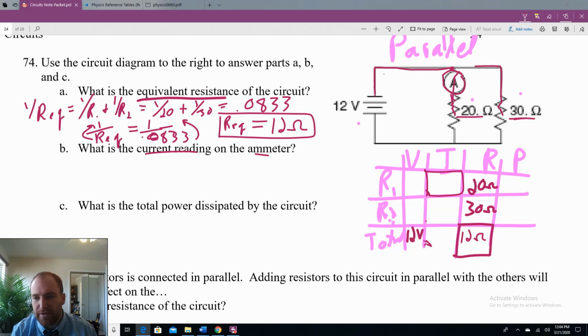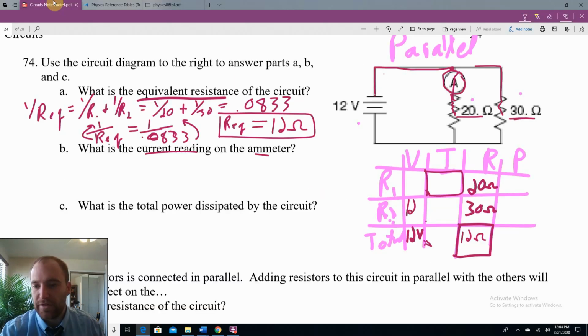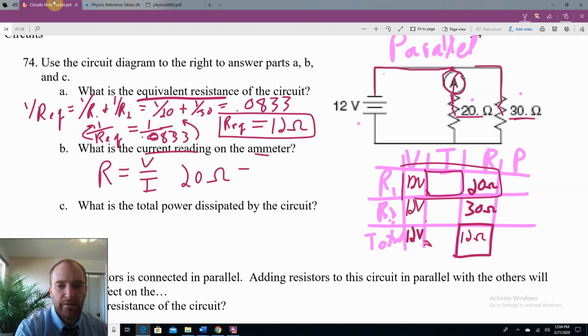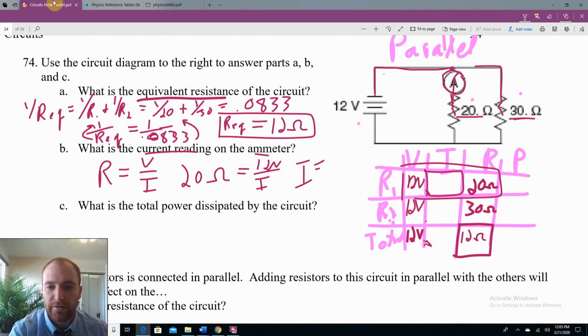And again, we're missing a bunch of stuff that we're going to need, but in a parallel circuit, the voltage is the same through every device. So I'm going to fill that in for all of my devices. 12 volts, 12 volts, and now I think we're actually all set, because if I look at that top row, we know everything we need. R equals V over I. R is equal to 20 ohms. V is 12 volts over I, and when you do that, I got a value of 0.6 amps.